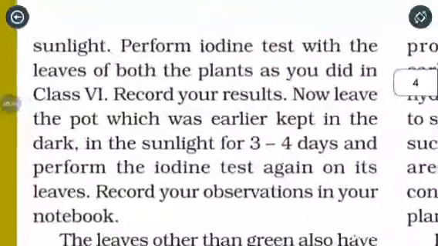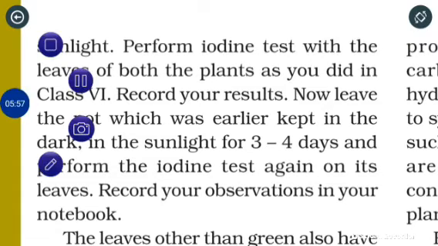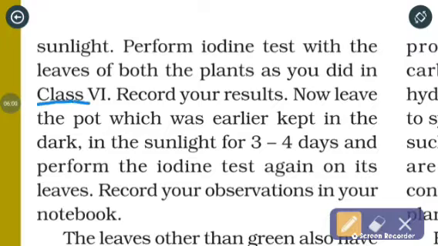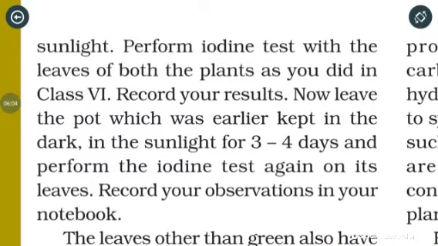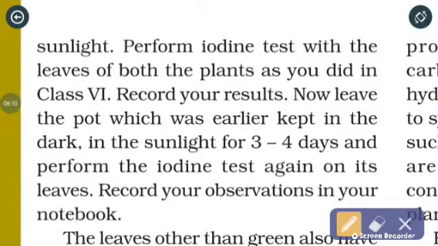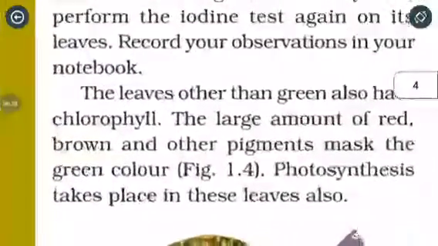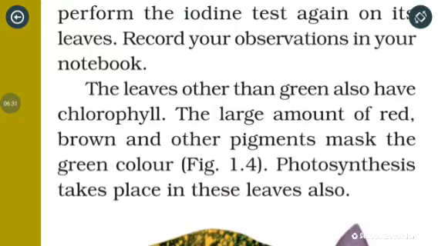Perform an iodine test with the leaf of both of the plants as you did in class 6. In class 6, an activity of the iodine test was done. Record your result. Now leave the pot which was earlier kept in the dark in sunlight for 3 to 4 days and perform the iodine test again. Record your observation in your notebook. The observation is that starch is present again because of sunlight.